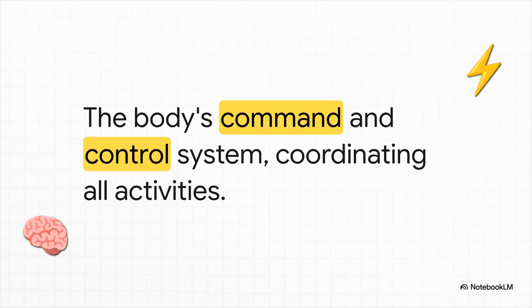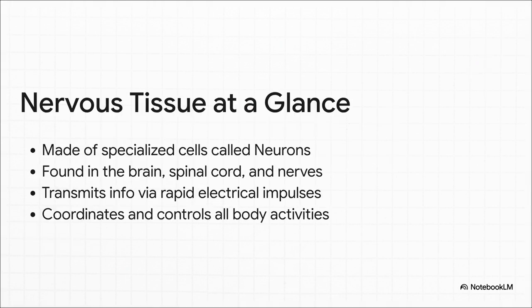But none of this, not the covering, not the connecting, not the contracting, none of it would work without a command center. You have to have a system to coordinate all of this incredible activity. And that's the job of nervous tissue. It's made of these amazing specialized cells called neurons, and it's basically the body's high-speed internet. It uses lightning-fast electrical impulses to connect the brain to the rest of the body, controlling literally everything you think, feel, and do.